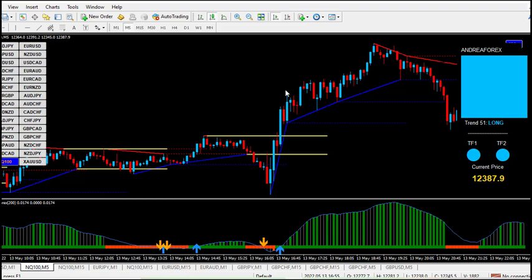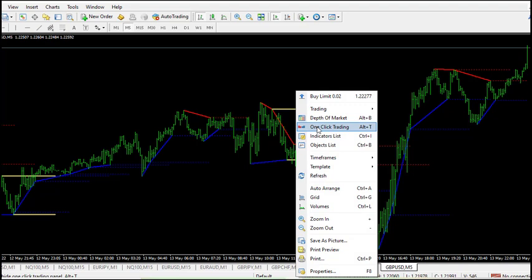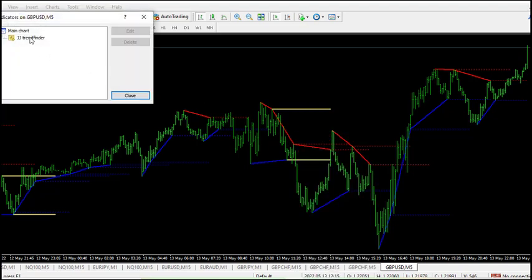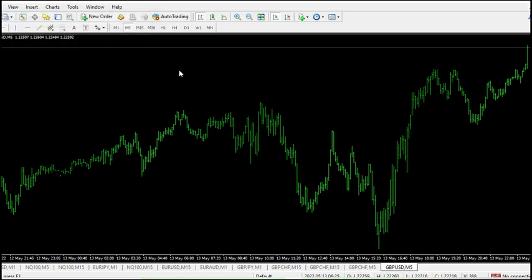So let me start all over again, and here is GU. I would like to delete the first indicator, JJ trend finder. I'm going to delete it. Here is a fresh chart, and let's look for the first indicator. Let me attach that to my screen so that you will know how this particular strategy works.